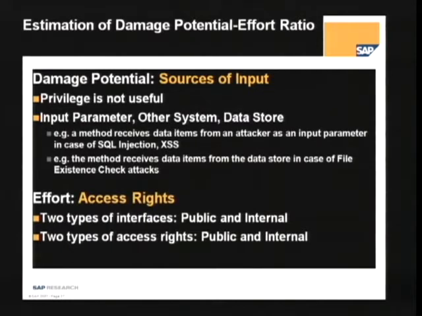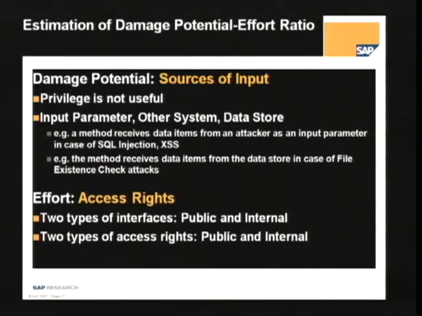What are the sources of input? Sources of input include things like input parameters, right? Because a method has some input parameter, receives some data, or returns some data maybe, and also calls other systems, and also communicates with the data stores. So for example, if you look at SQL injection and cross-site scripting, what happens there is a method receives data items from an attacker as an input parameter. So it makes sense to consider sources of input in order to compute the damage potential.